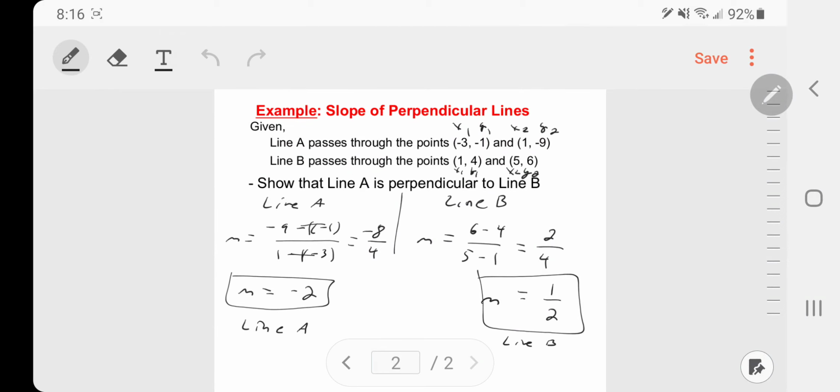Now if they're not parallel and they're not perpendicular, that means that they are neither. They could still intersect. Well, they will still intersect at one point, but they won't intersect at a 90-degree angle, as described for a perpendicular line.